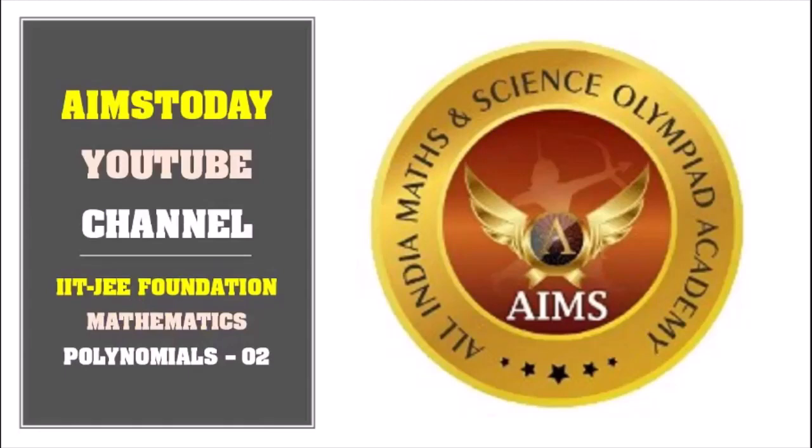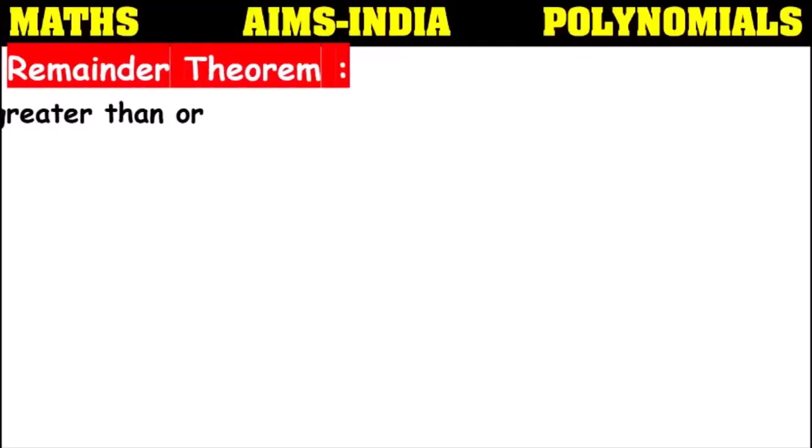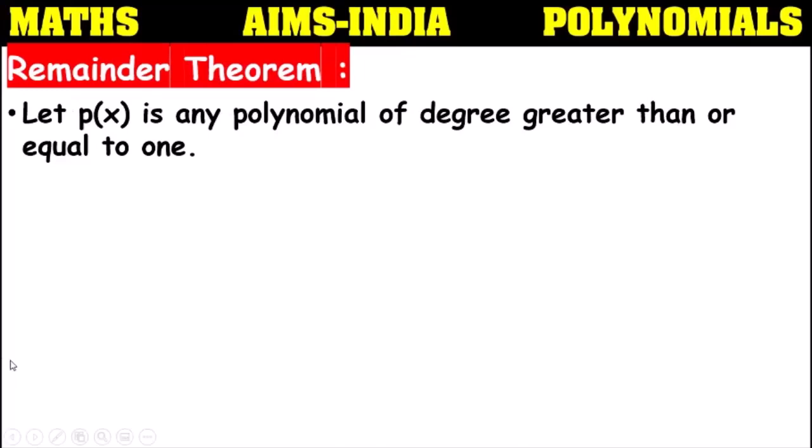In today's IIT JEE Foundation class from Mathematics subject, polynomials topic we are going to continue. Theorem in this video, remainder theorem. So if P of x is a polynomial, P of x is a polynomial of degree greater than or equal to 1. Degree should be greater than or equal to 1.